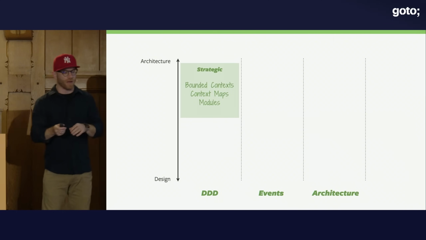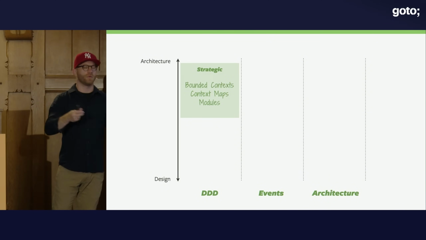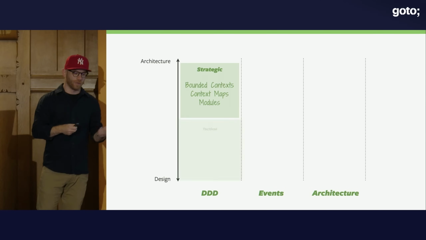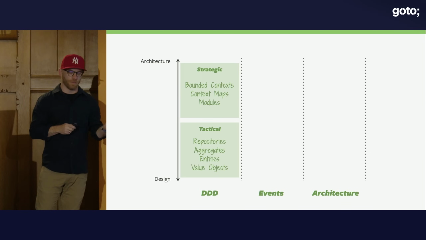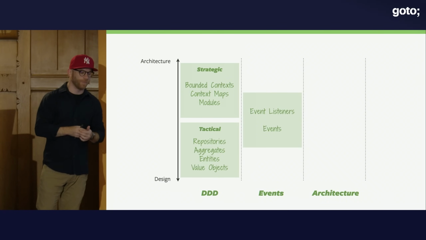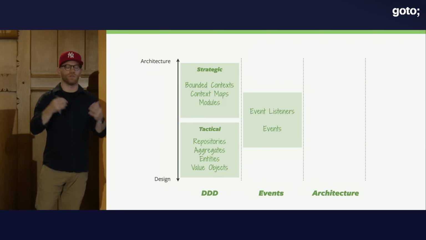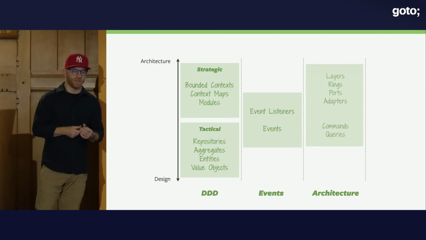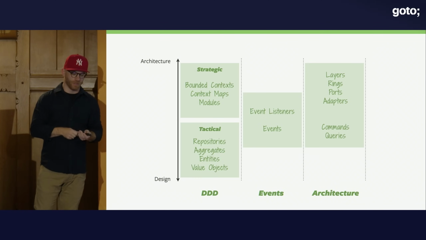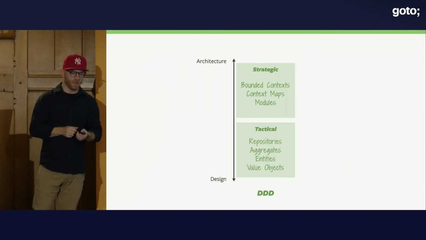So we have strategic patterns, or what are the things that we could actually try to represent in the code base, like bounded context, context maps, modules on a strategic level when we talk about DDD, and the tactical ones I've already mentioned. There's this space of event-based systems and event-based communication in between components. And there's this entire architectural space with layers, rings, ports and adapters, command and queries is something similar that we have here. Let's start with the tactical part and have a look at an example here.